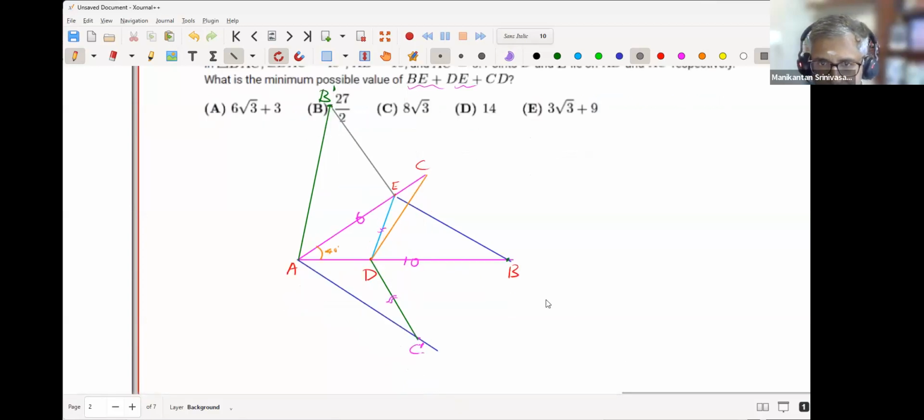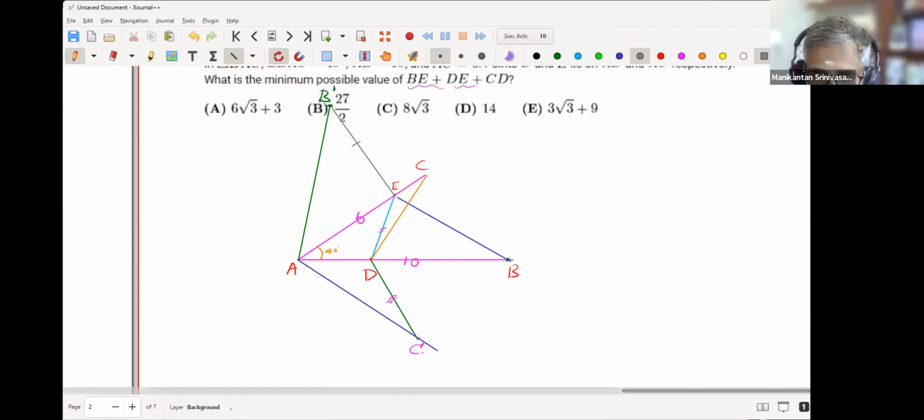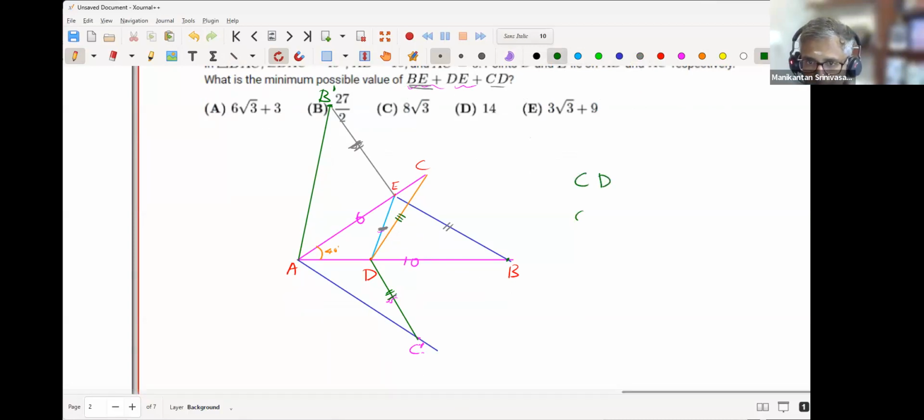So what am I trying to add? My original question is EB. So instead of EB, I've replaced it with EB dash. So I've marked these two. And then DE, I've kept it same. DE is just DE. And instead of CD, I've kept it as C dash D. So what have I done in this case? CD has been replaced with C dash D. DE has been kept as just DE itself. And then EB has been replaced with EB dash.